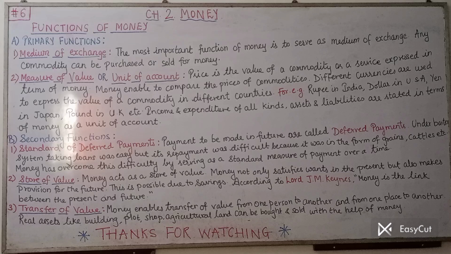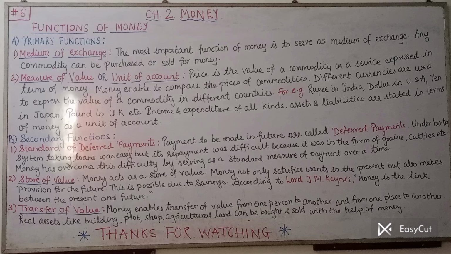According to Lord J. M. Keynes, famous economist, money is the link between the present and future, because we can save money today and we can spend it tomorrow in the future. That's how store of value. And the third function is transfer of value. Money enables transfer of value from one person to another.